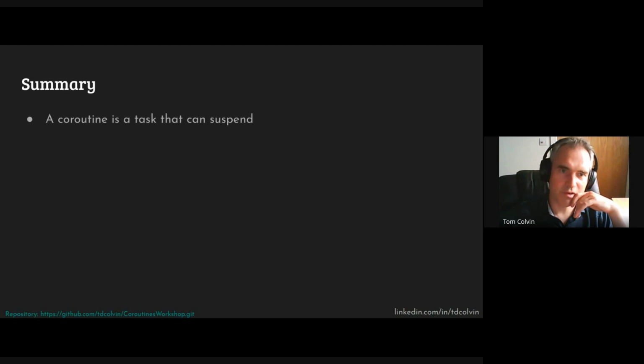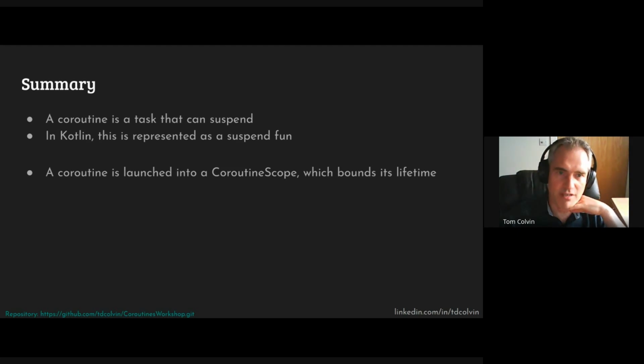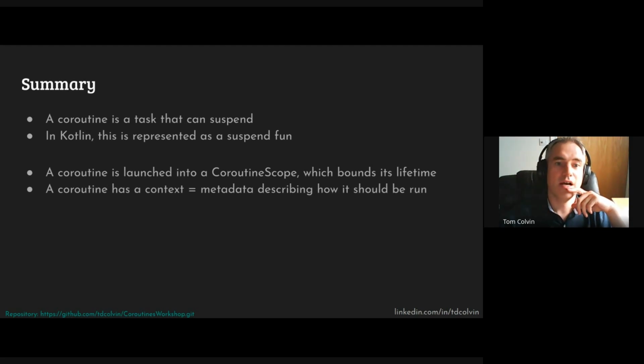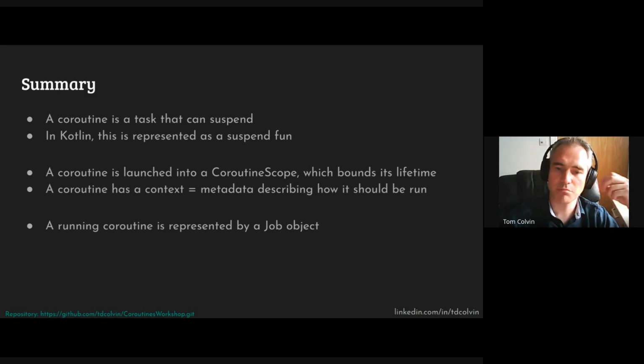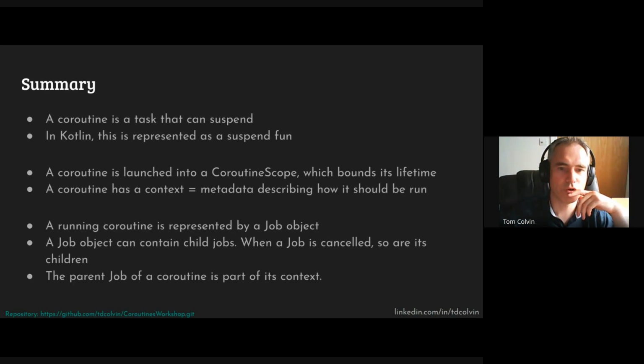So in summary, a coroutine is a task that can suspend. That's the definition of a coroutine. And in Kotlin, that's represented as a suspend function. That's what suspend means. A coroutine gets launched into a coroutine scope, and that coroutine scope bounds the lifetime of the coroutine. The coroutine also has context, which is basically just metadata describing how it should be run. And a running coroutine is represented by a job object. That job object can contain children, and when the job is cancelled, its children are as well. And the parent job of a coroutine is part of its context. So a coroutine scope is just a context with a job.